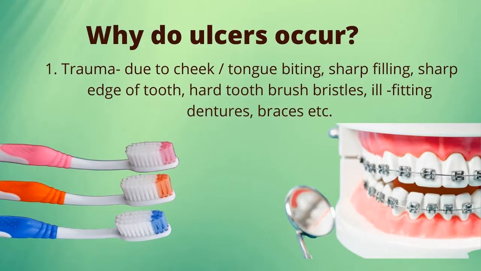So, why do ulcers occur? One of the most common reasons is trauma. Trauma could be due to cheek or tongue biting, or it could be due to a sharp filling or sharp edge of a tooth, or it could be if you're using a very hard bristled toothbrush, ill fitting dentures, braces, etc. So, anything that's irritating your oral mucosa can cause ulcers.